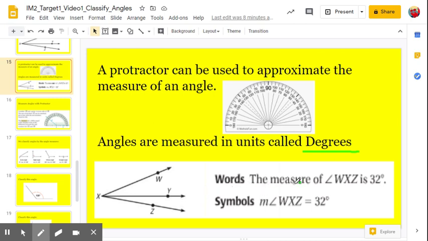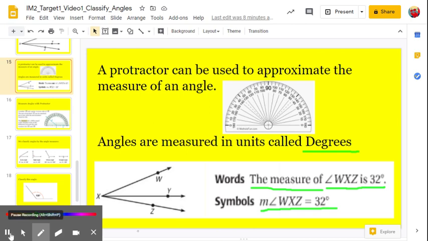Here's some words. We say the measure of angle WXZ is 32 degrees. So we use a little zero above the number to show degrees. And when you put an M in front of it, that means the measure of angle WXZ equals 32 degrees. So there's the words, and this is the symbol right here, just a little M in front of the angle symbol.